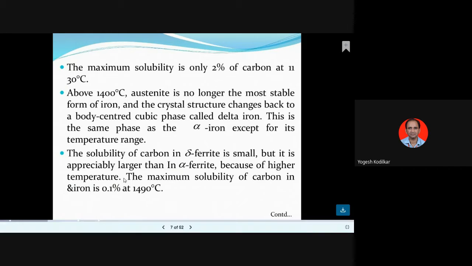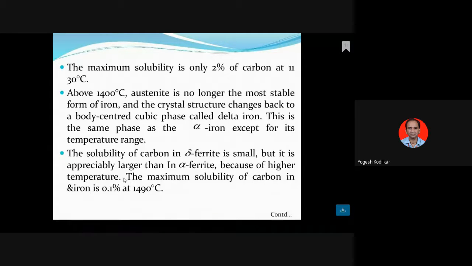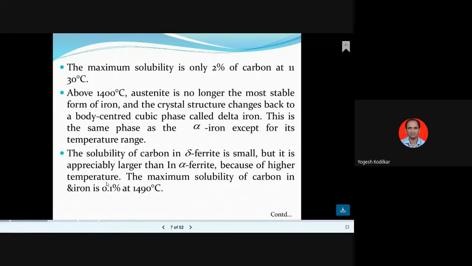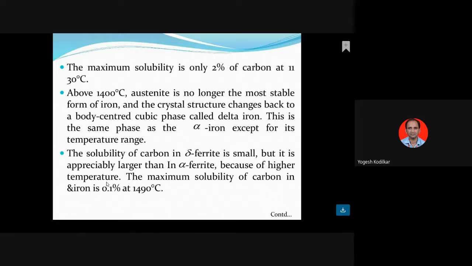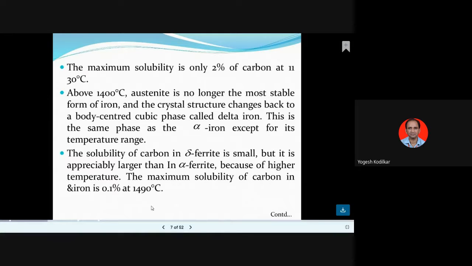Now the solubility of carbon in delta iron, delta ferrite, is small, but it is appreciably larger than alpha ferrite because of higher temperature. The maximum solubility of carbon in delta iron is 0.1%, that is at 1490 degrees Celsius.